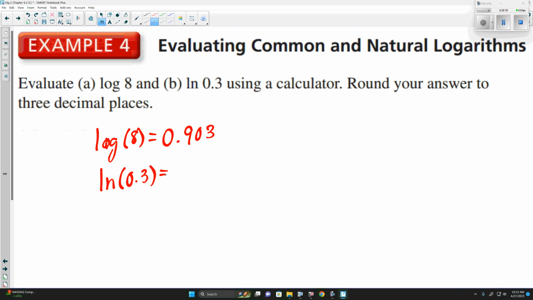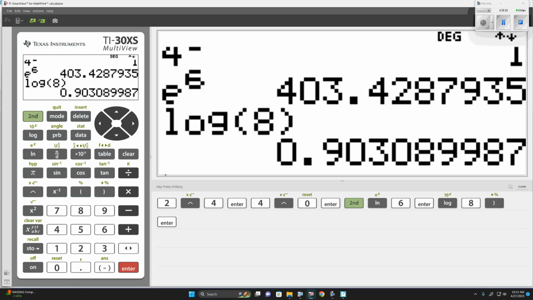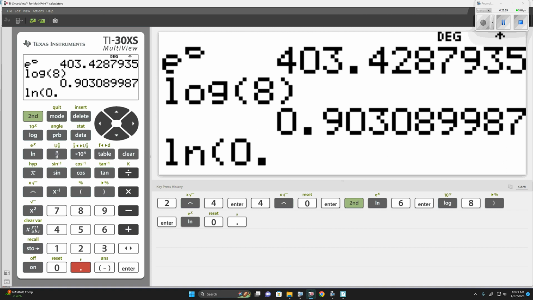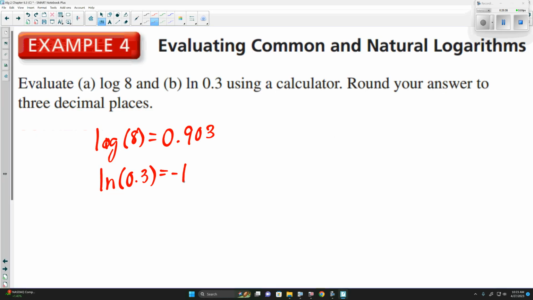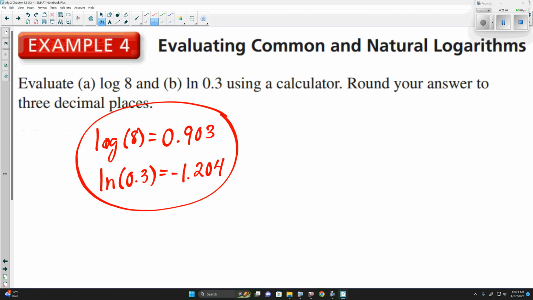Questions on this here? Natural log. Again, I can grab the calculator and say ln of 0.3 and get negative 1.2039, so negative 1.204. And that's it. Questions on any of these here?